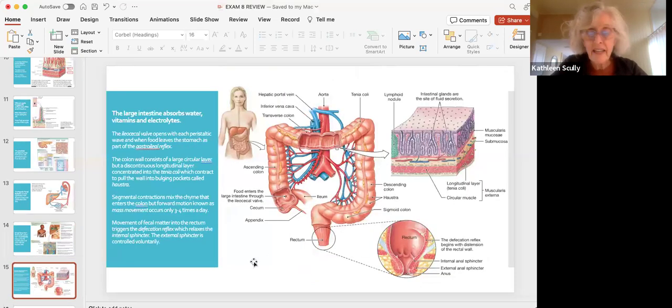And then the last slide has to do with the large intestine, so the end of the digestive tract. The job of the large intestine is multiple things. It's going to absorb water, vitamins, and electrolytes. Its job is not to absorb nutrients so much, because that's mainly happened in the small intestine. It's also going to produce and store fecal matter until it's expelled.